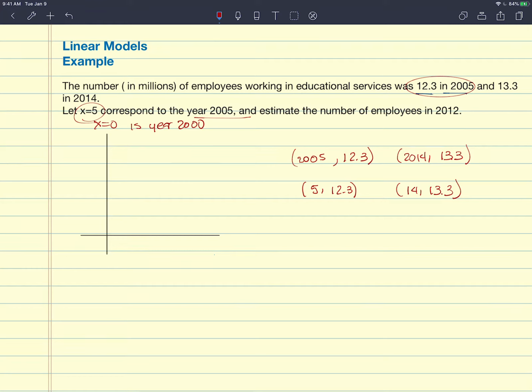Right. So this first point that I can call A is the point where x is 5 and y is 12.3. I'm not going to use a great scale here. Say this is 3, 6, 9, 12, and 15. So in the year 5, I was at 12.3, so I'm somewhere around here. And then if I go by 5, this is my year 10. This is my year 15. So around the year 14, somewhere around here, I'm at 13.3, so slightly higher. So this is the line, something like this.